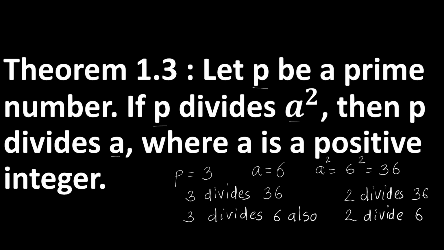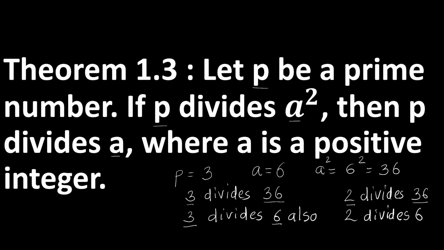6 also. So this theorem is nothing but the application of the fundamental theorem of arithmetic. In this, what we are understanding is that if you have a prime number, let's say 3, and it is dividing the square of a number, 36, if you divide 36 by 3, you will have no remainder, right? So if 3 divides 36, then 3 will divide the square root of 36 also, which is 6. Same happens in this example also. You can observe if 2 divides 36, then 2 divides 6 also.